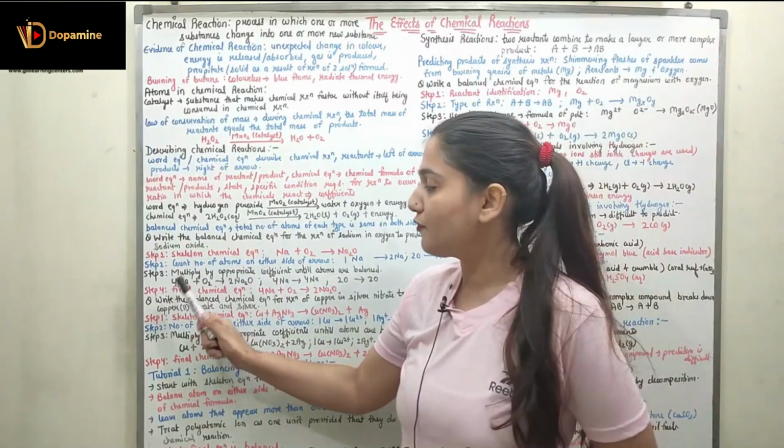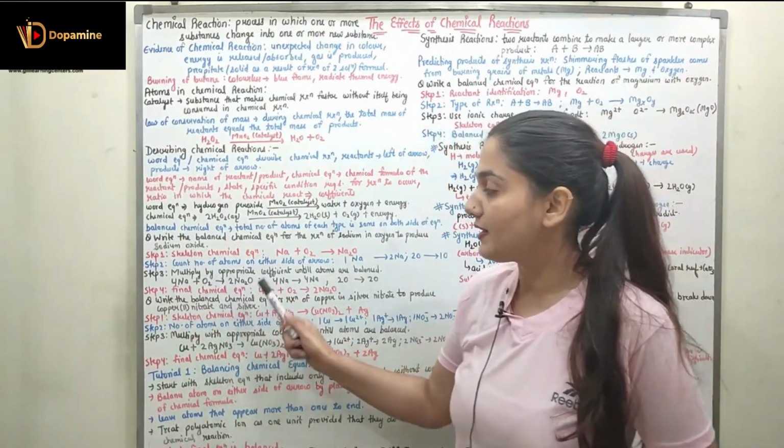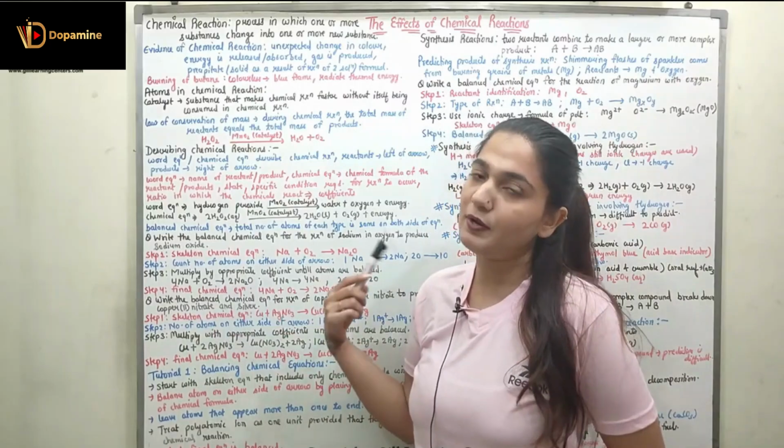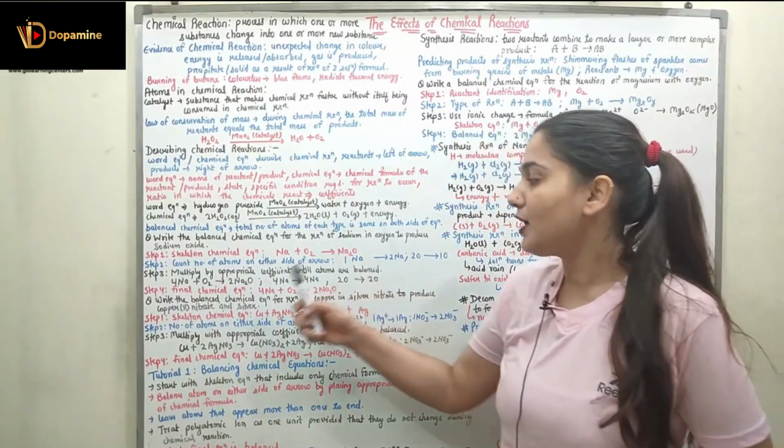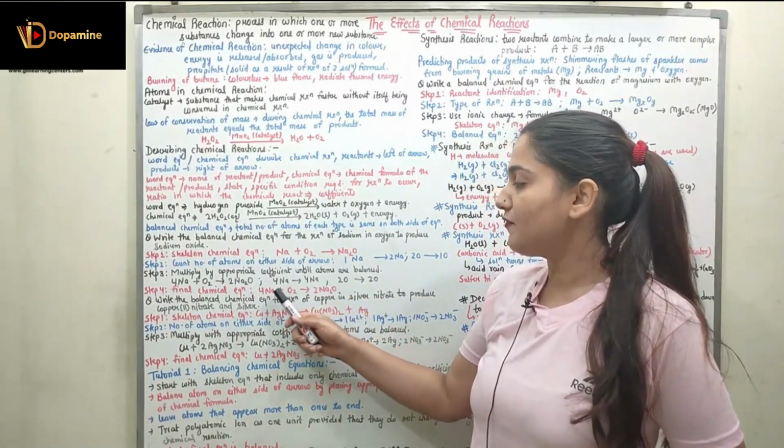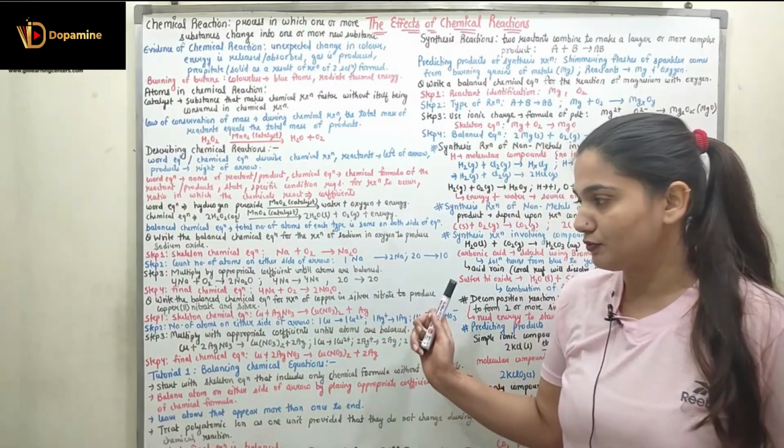So now in step 4 we are going to write out the final chemical equation because the sodium and oxygen atoms are now balanced. So the final chemical equation will be 4Na + O2 → 2Na2O.